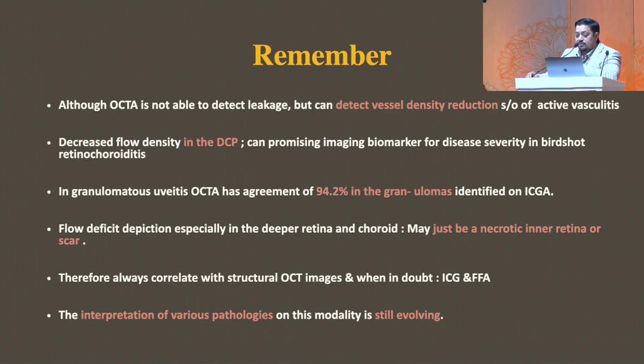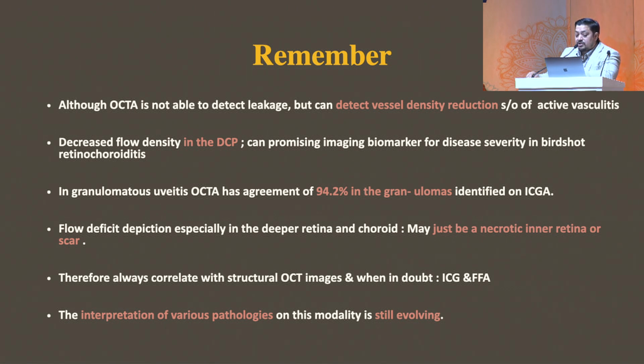At the same time, visualization of deeper choriocapillaris on the OCTA can help you to understand that probably you're looking at a healed lesion. So although OCTA cannot detect leakage, it can detect reduced vessel density, suggestive of active vasculitis. Decreased flow in the deeper capillary plexus can be a promising imaging biomarker for disease severity in diseases like birdshot retinochoroiditis. In granulomatous uveitis, OCTA has a 94.2% agreement with the granuloma seen on ICGA.